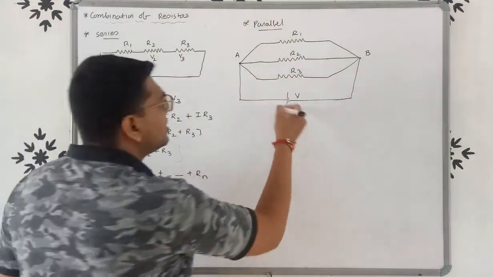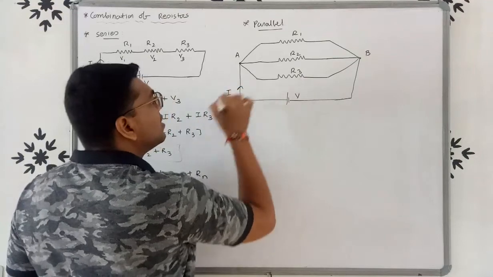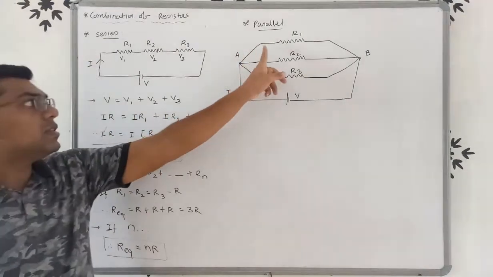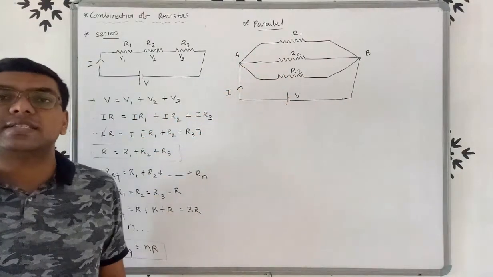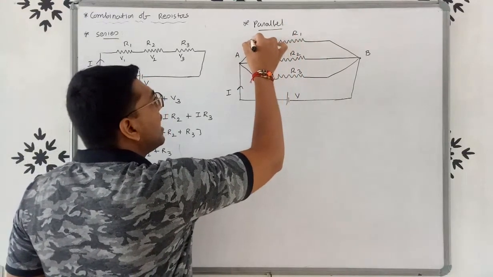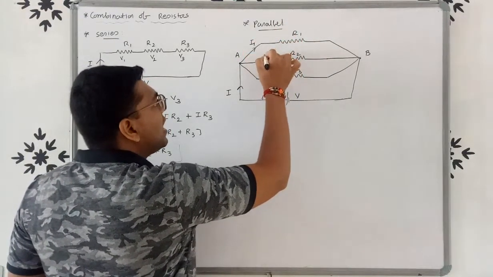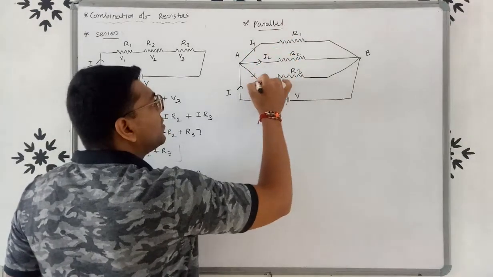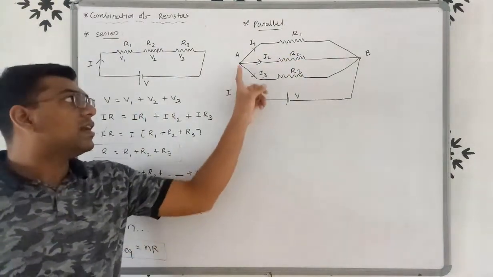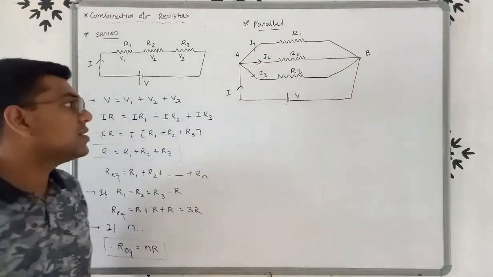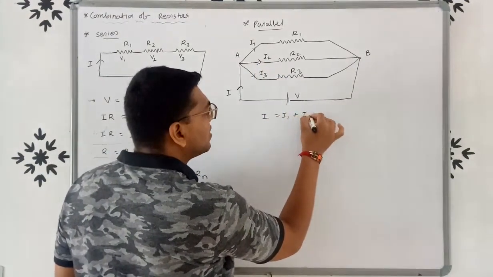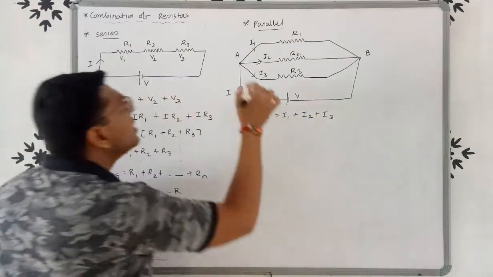Now here the current from this battery is I. Current at point A will be divided into three parts, because here there are three resistors. The current flowing in resistor R1 is I1, the current flowing through R2 is I2, and the current flowing through R3 is I3. So the total current is divided into three parts, and the equation will be I equals I1 plus I2 plus I3. Right.